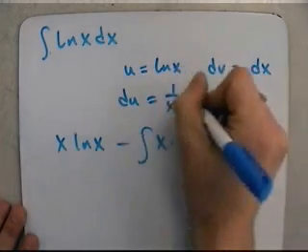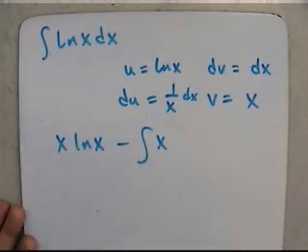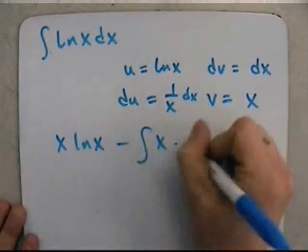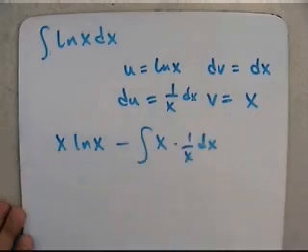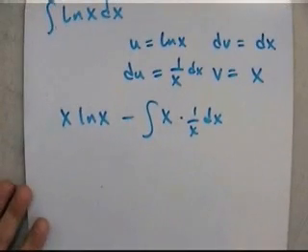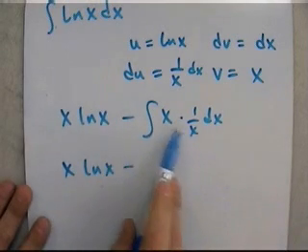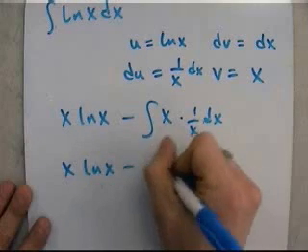Oh, did I miss something? I missed a dx here. Sorry, guys. So v du: I'm going to have an x multiplied by a 1 over x dx. So x natural log of x, subtract the integral of 1, which is x.